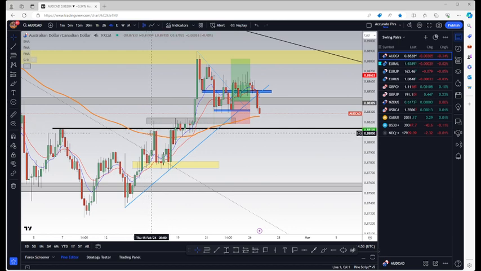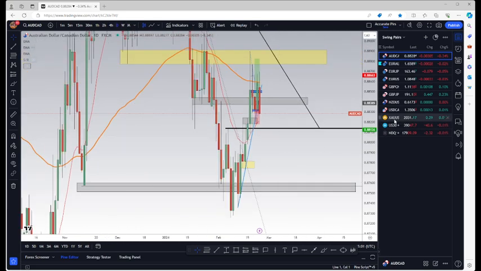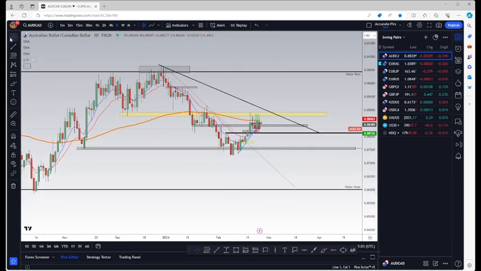Alright, so remember last week we spoke about AUD CAD. We was talking about it's in the uptrend. So what's just happened now is actually quite interesting. We've just had a break of this trend line of AUD CAD.